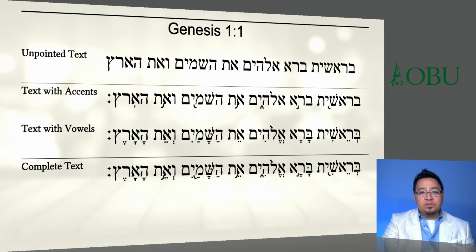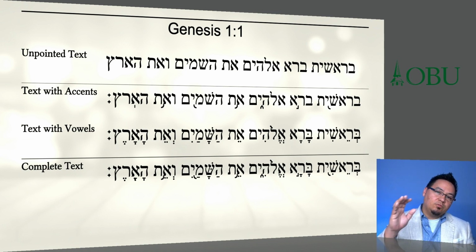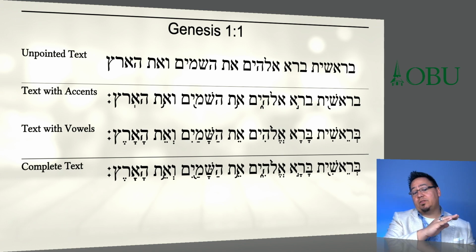But modern Hebrew doesn't use vowel points. They can read the language without them. So you might run into a text that doesn't have any vowel points, such as the top line. You might run into a text, and by the way, some of the Dead Sea Scrolls are that very same text at the top where there are no vowel points.